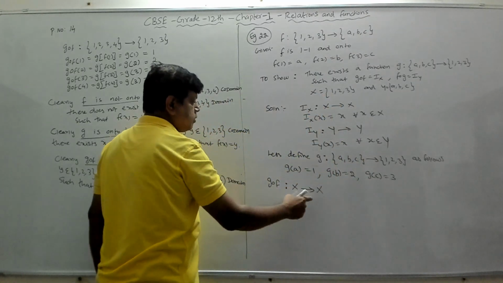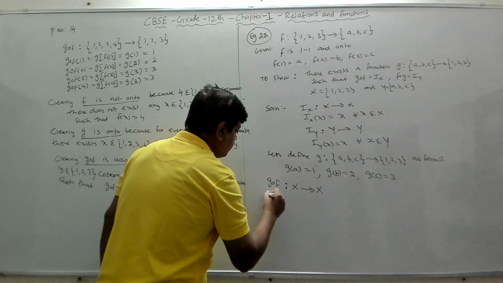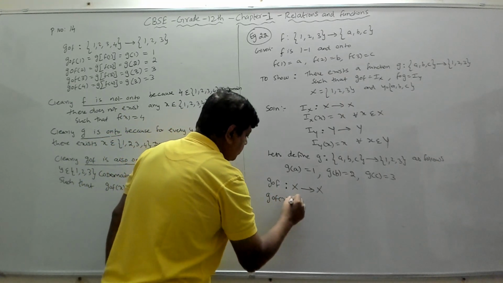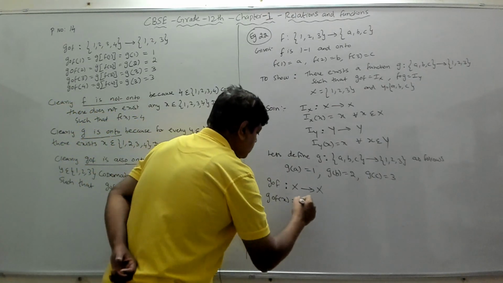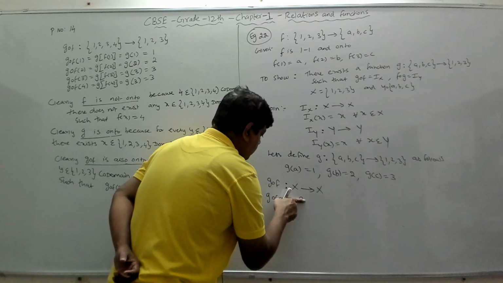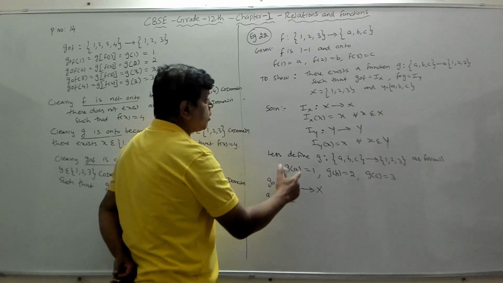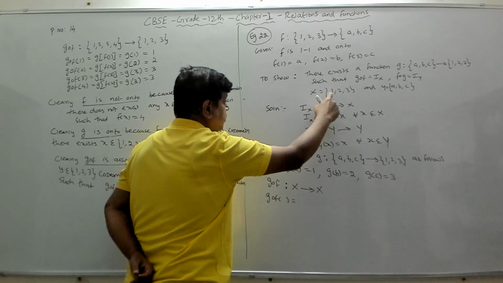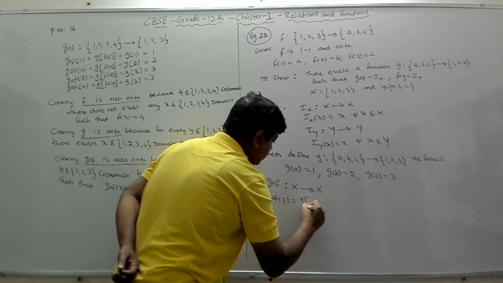So X to X. Now G of F is from X to X. Now what is G of F of X? We have to find this. G of F of X is G of... okay, let's try to find what is G of F of one element from the X. X has 1, 2, 3. So take the first element from X: G of F of 1.